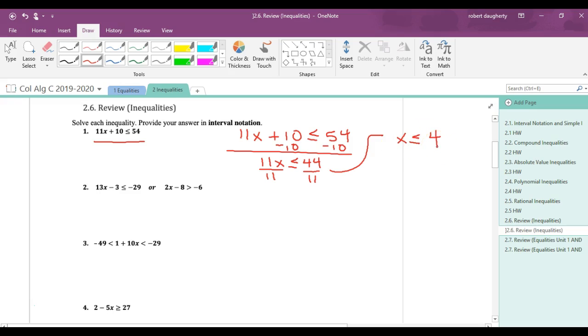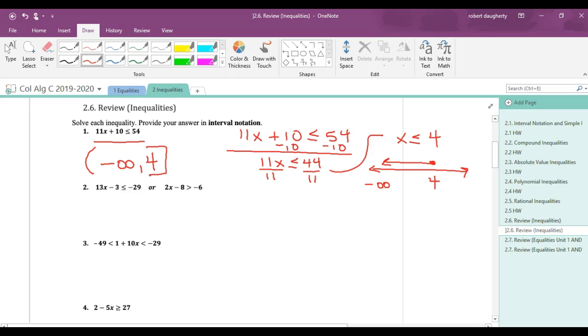Okay, your answer is interval notation. If you need a number line, that can help you. So x is less than or equal to 4. Closed circle, shade to the left. Okay, so that is the interval from negative infinity to 4. So the answer to this is negative infinity to 4, parentheses around negative infinity, and a square bracket around the 4.